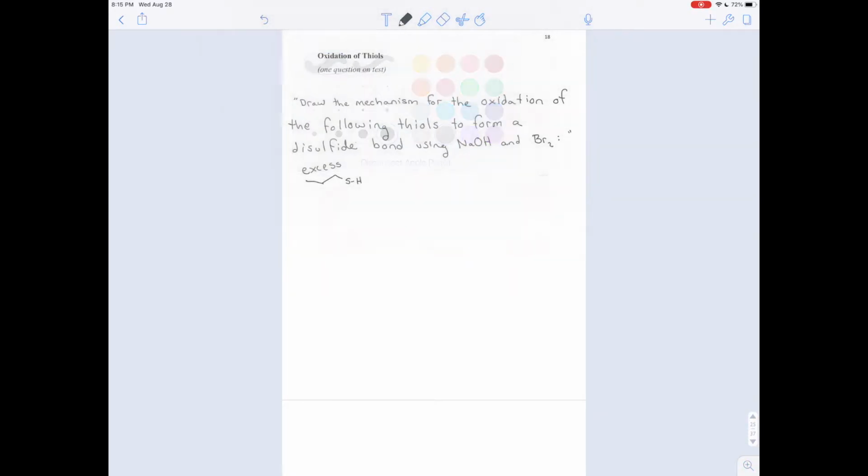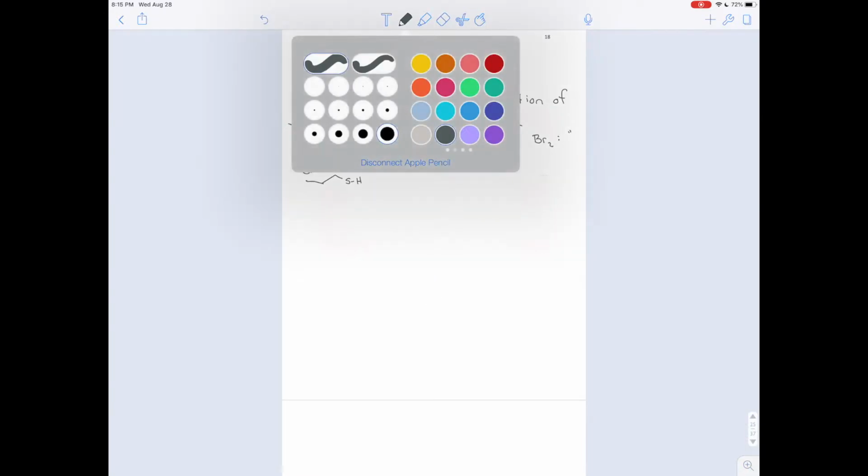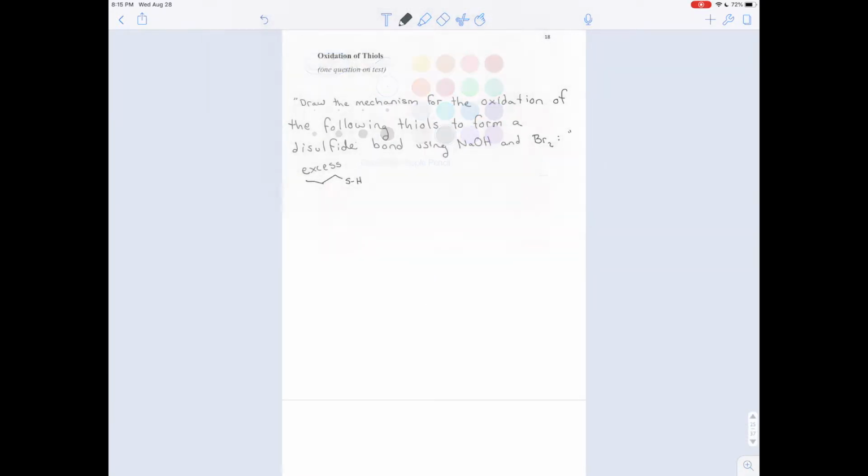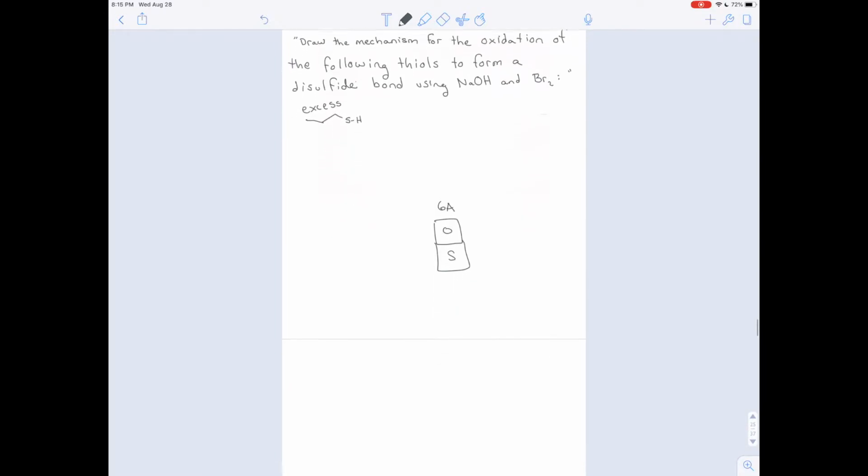So sulfur is immediately underneath oxygen on the periodic table. They're both in group 6A, and as you go down on the periodic table, elements become a little larger, so sulfur is bigger than oxygen. But otherwise, because they're both in group 6A, they have the same number of valence electrons, and that means that they have very similar chemistries.